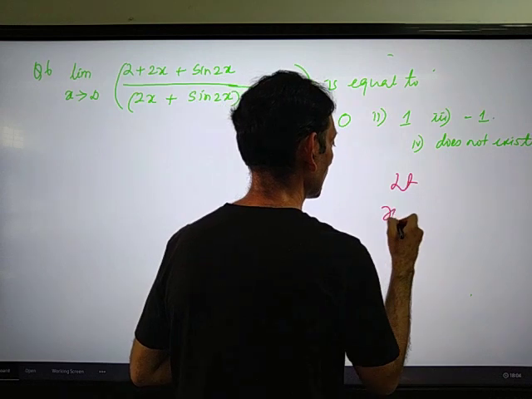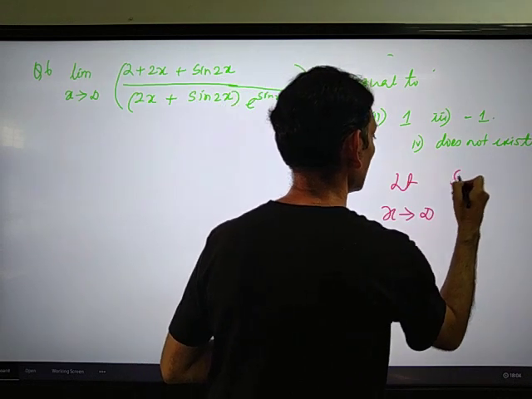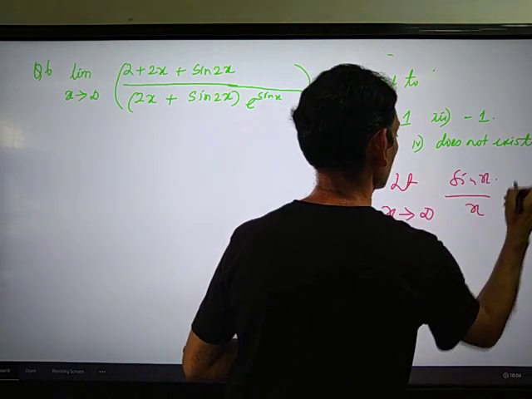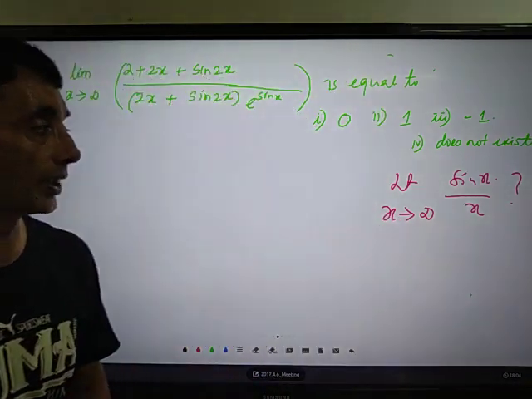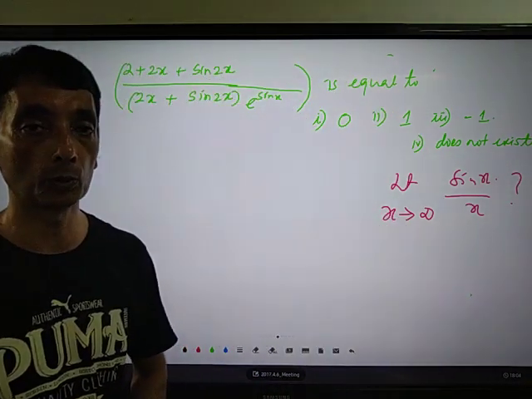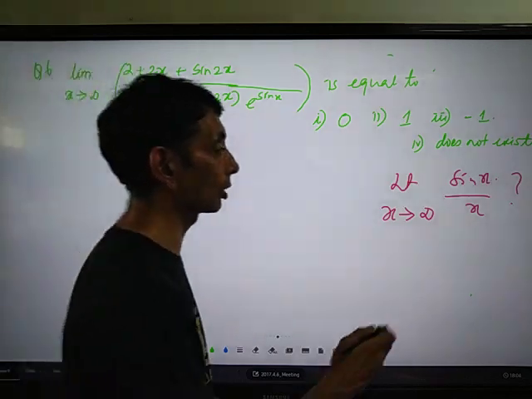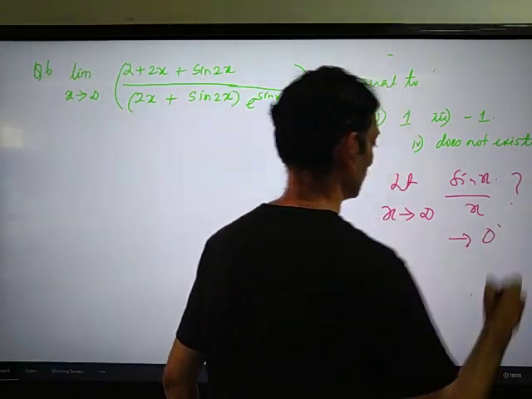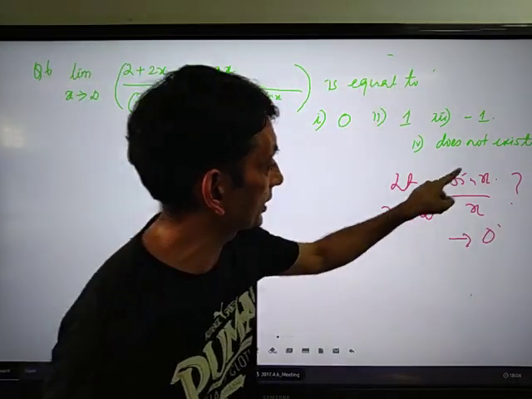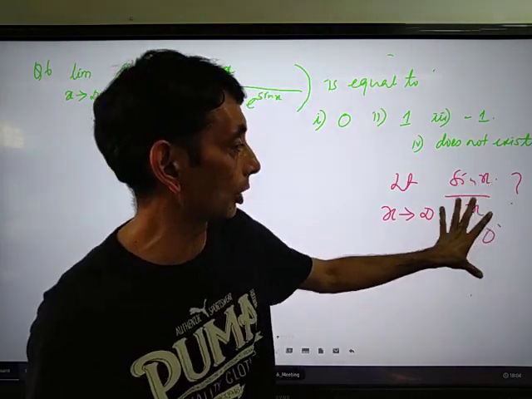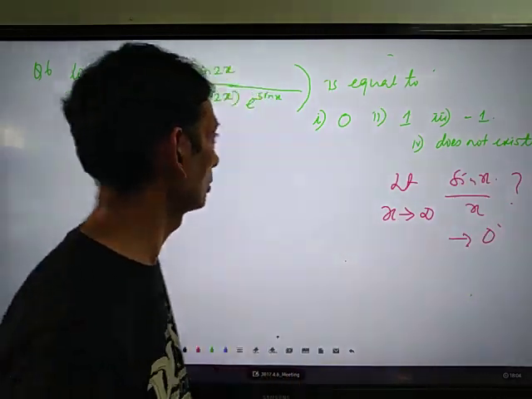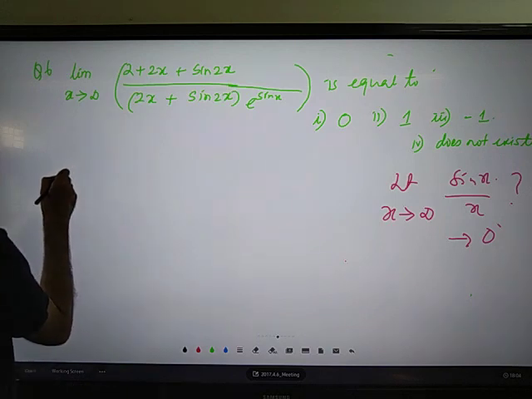you should know this: what is the value of limit x tends to infinity of sine x by x? This always will tend to 0. Remember this. For limit x tends to infinity sine x by x, this limit always will be tending to 0. Okay, so let's start this solution.